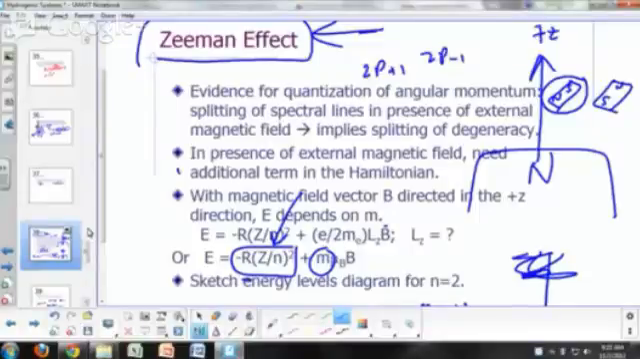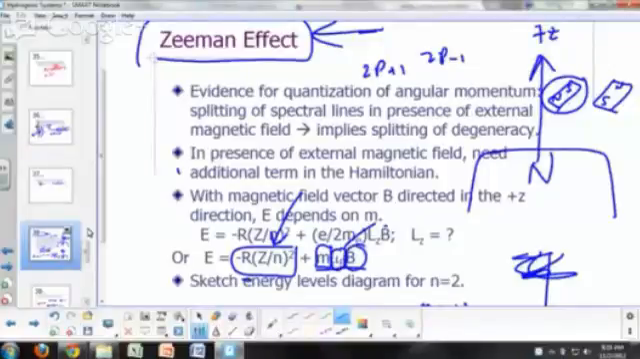In the presence of the external magnetic field, you have to add a term to your Hamiltonian, and that leads to an extra term in your energy due to the potential energy of interaction between the external magnet and the magnetic dipole moment generated by the orbital motion of the electron. So it depends on the quantum number m here. Mu sub B here is your Bohr magneton. B is the strength of the external magnetic field.